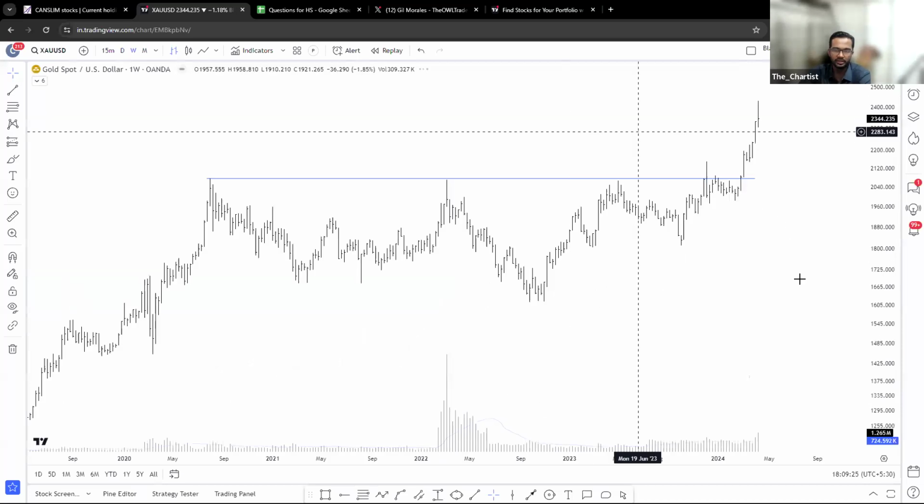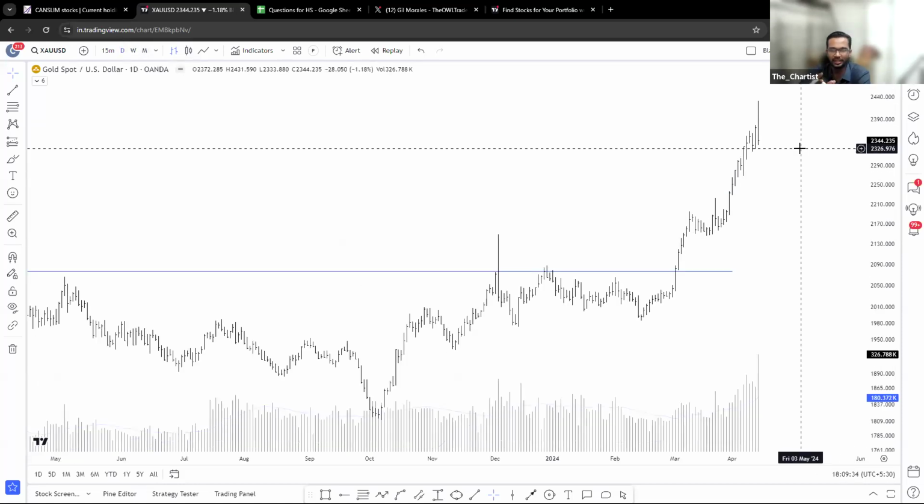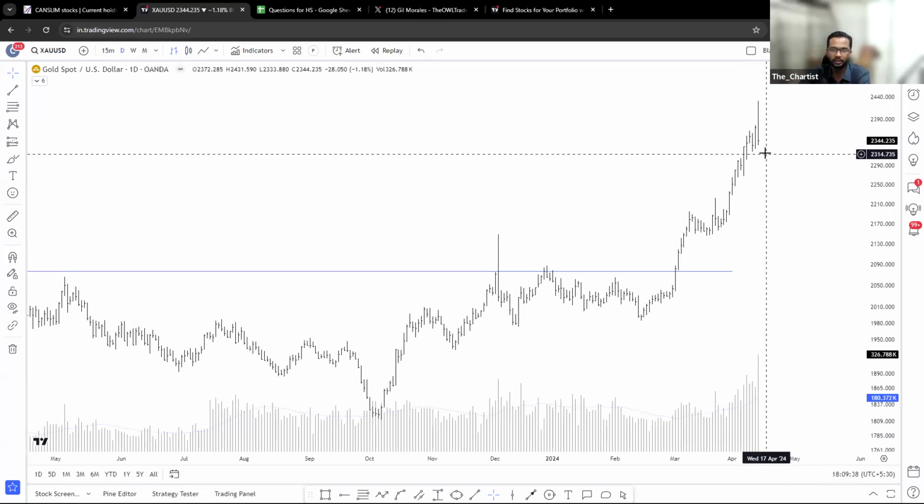Now, will you consider this a climax? Your answer, is this a climax move, depending on what we covered? No, because a climax move occurs in very, very late stages. So I don't consider it to be a climax move.